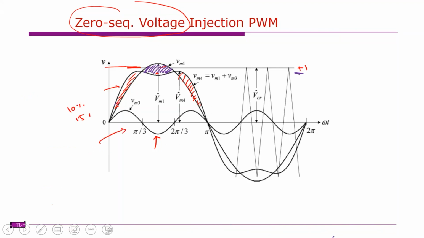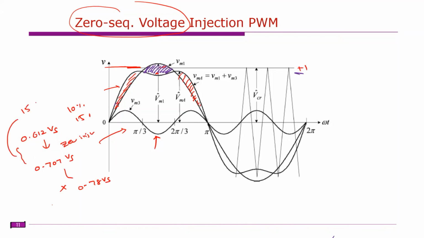Based on how we are operating, from 0.62 times Vs you can boost up to 0.70 times Vs. You cannot completely boost to 0.78 times Vs, which is not possible. But using this zero sequence voltage injection PWM, you can increase the DC voltage utilization by 15.6%.